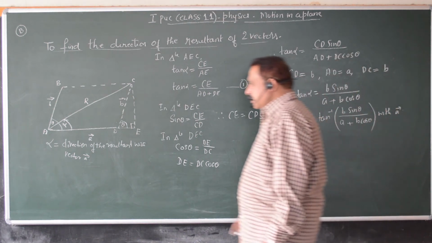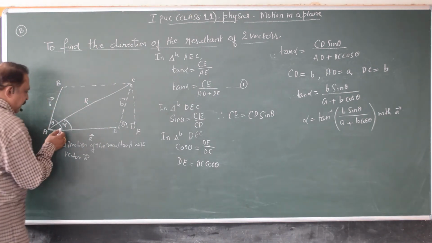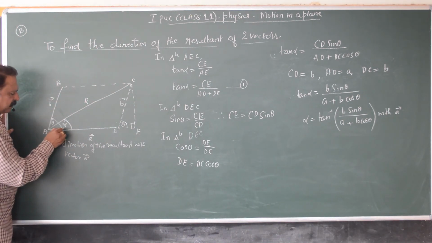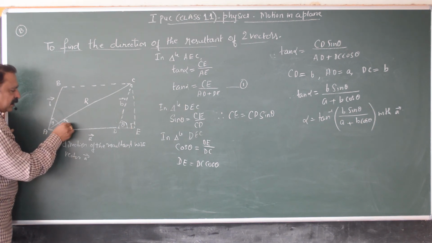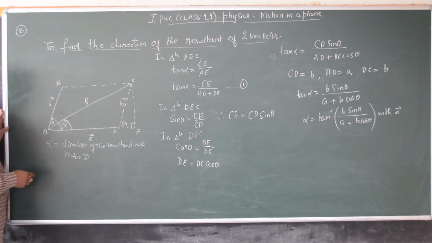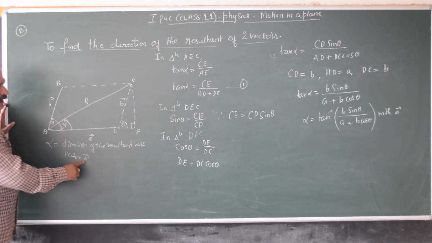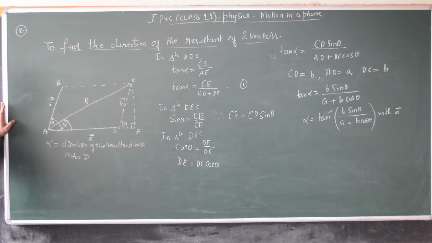Here, note that theta is not the direction of the resultant. Theta is simply the angle between the two vectors. Alpha is the direction of the resultant, and this direction is taken with respect to vector A. And alpha is given by the formula: alpha equals tan inverse of B sin theta over A plus B cos theta.